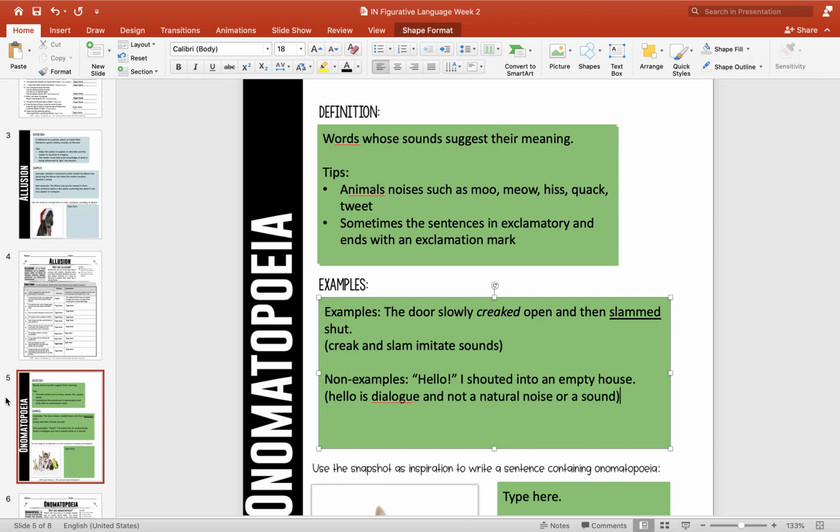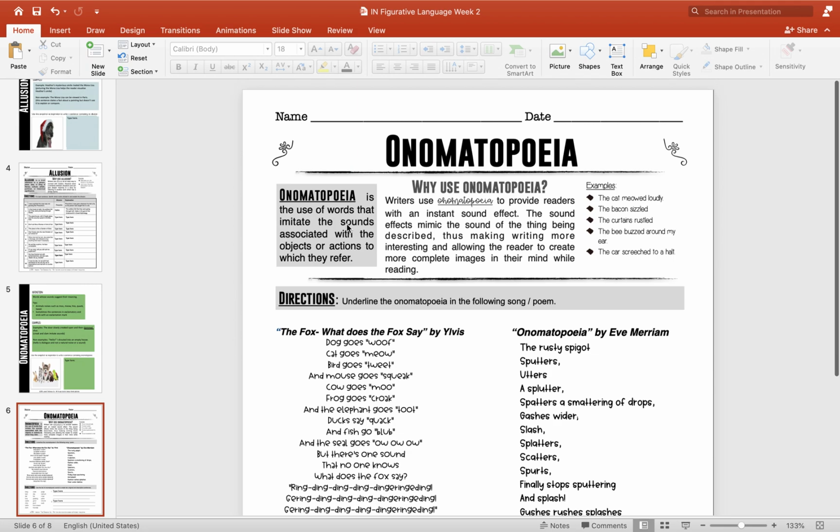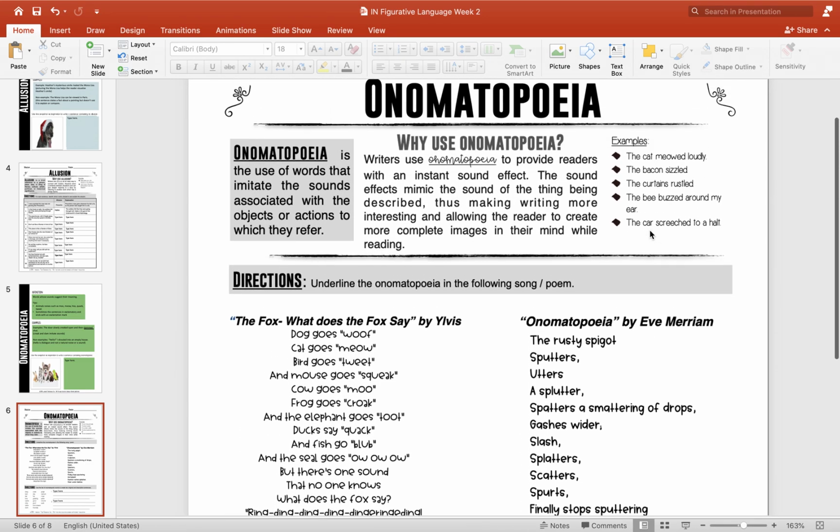All right, let's go ahead and look at your onomatopoeia practice. Just as a reminder, onomatopoeia is the use of words that imitate sounds associated with the objects or actions to which they refer. Some more examples would be: the cat meowed loudly, the bacon sizzled, the curtains rustled, the bee buzzed around my ear, the car screeched to a halt. So the words right here are meow, sizzled, rustled, buzzed, screeched, all onomatopoeia.